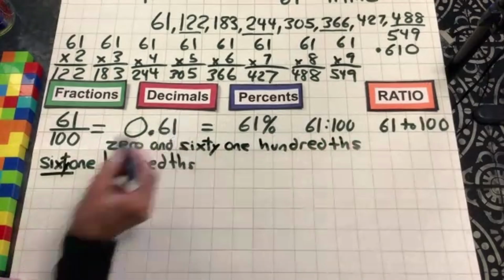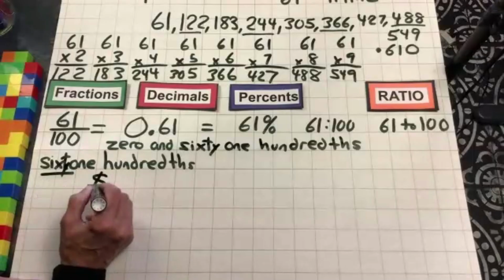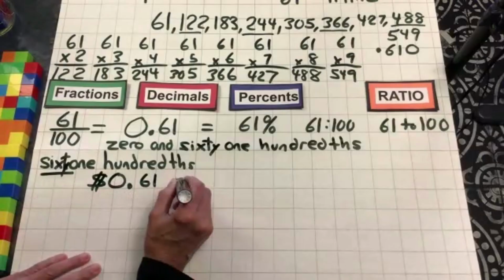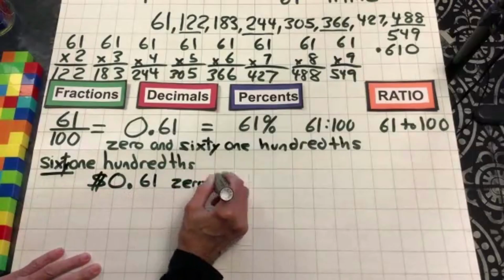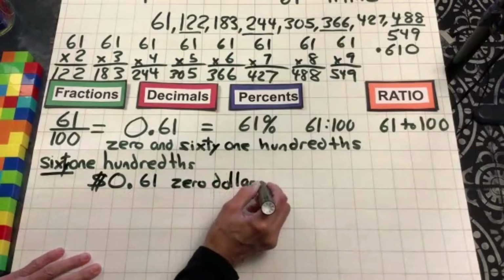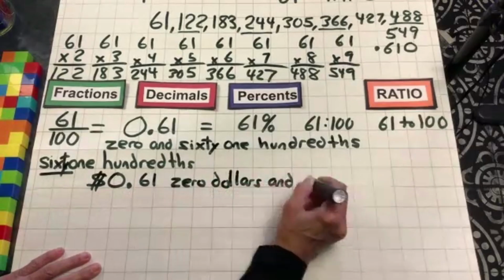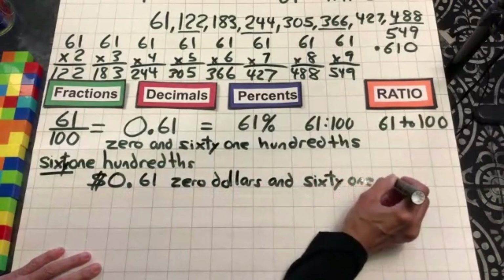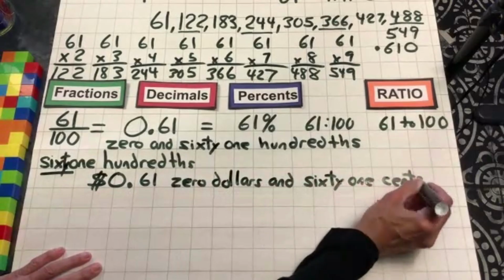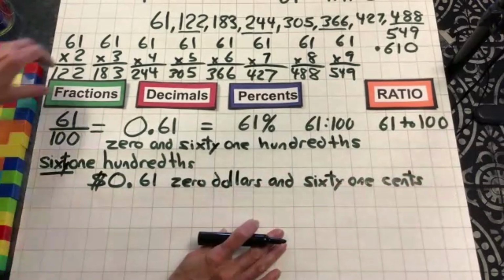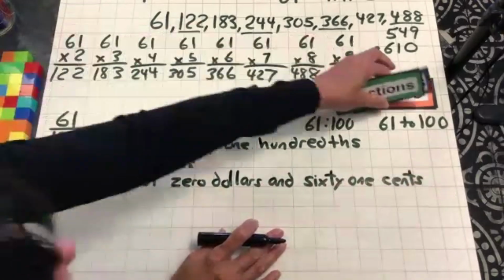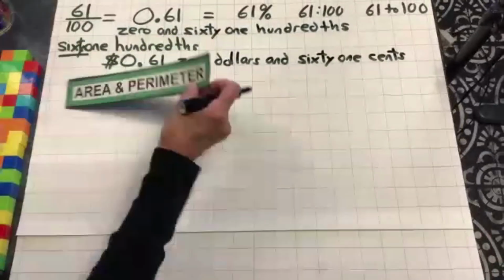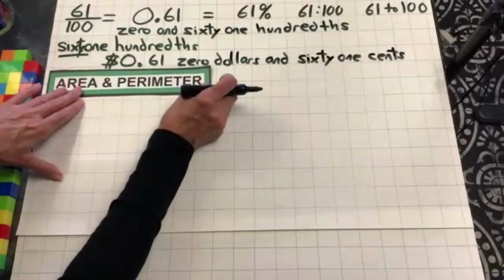And then if we take our decimal and put it into dollar form, it would be $0.61. So we would write that $0.61. Beautiful. All right, we're done with our partial numbers. Now we're going to move on to area and perimeter. So I'll move my paper up. And of course, today is really easy since it's a prime number.